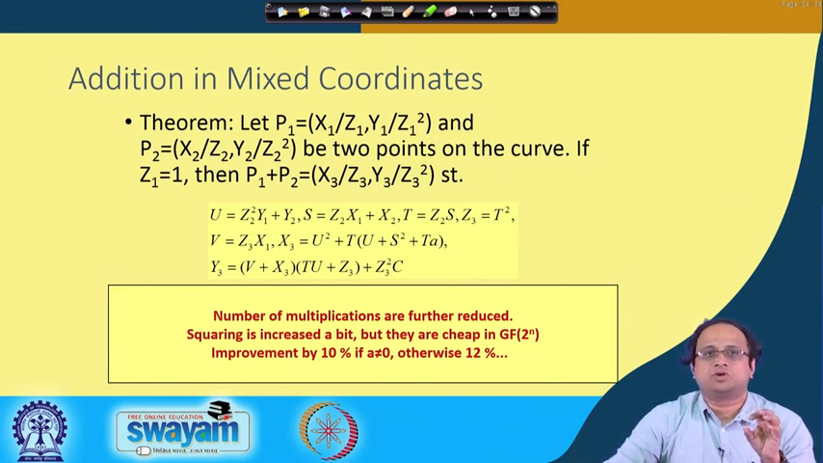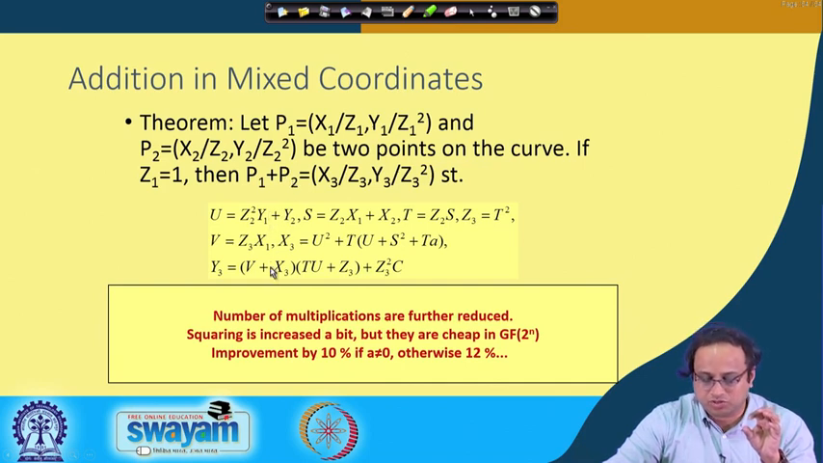Okay. So finally, there is also a technique which is called the mixed coordinate system. In mixed coordinate systems, what you do is you keep one point in the affine coordinates, whereas the other point is projective. Suppose you have got 2 points, P1 which is x1 by z1, y1 by z1 cubed, and P2 which is x2 by z2 and y2 by z2 cubed, being 2 points on the curve. Okay. If z1 is 1, this implies that this point is an affine coordinate point. So, if P1 is affine and P2 is projective, then also you can calculate P1 plus P2.